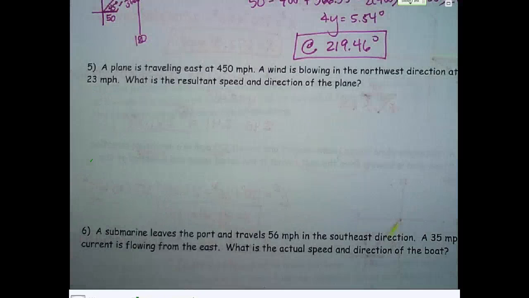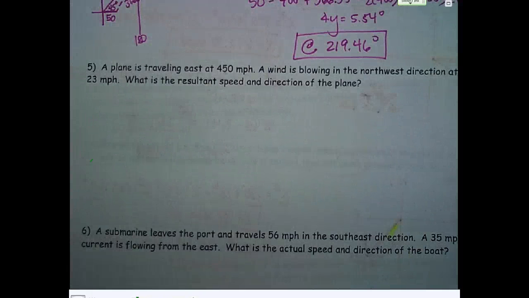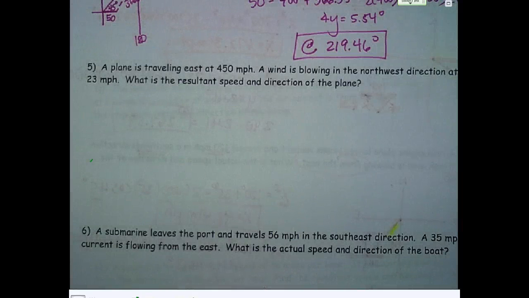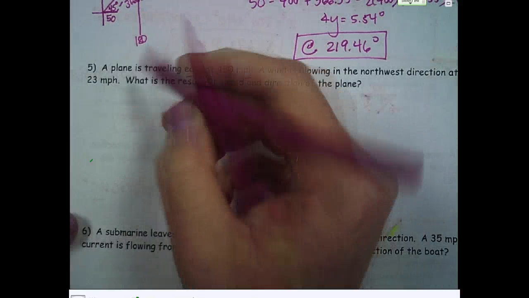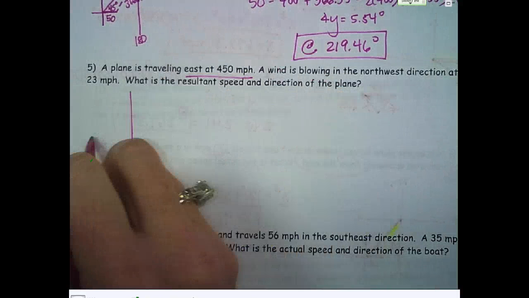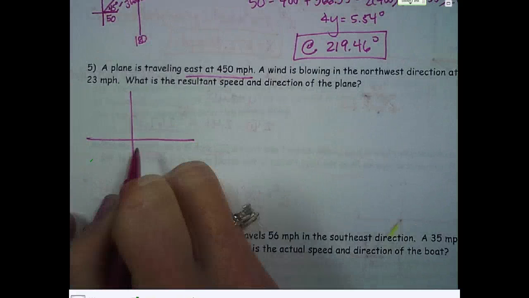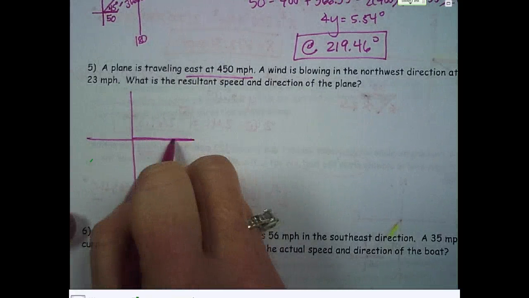So for problem number 5, you've got a plane traveling east. Some kids set the triangle up wrong last period, you guys, but they still got the answer right, because it ended up making the triangle still correct. So let's look at it though. You're going to travel, first of all, east. So here's your picture. I'm going to travel east, I'm going this way. And the measurement that it gave us was 450.